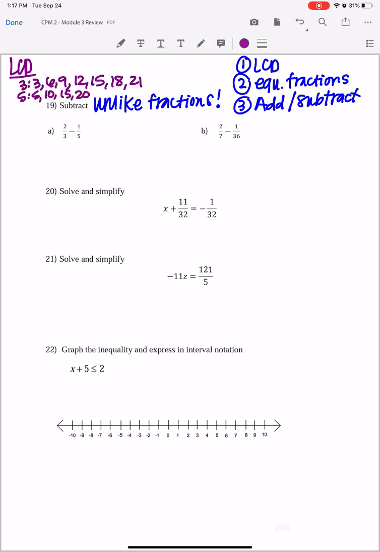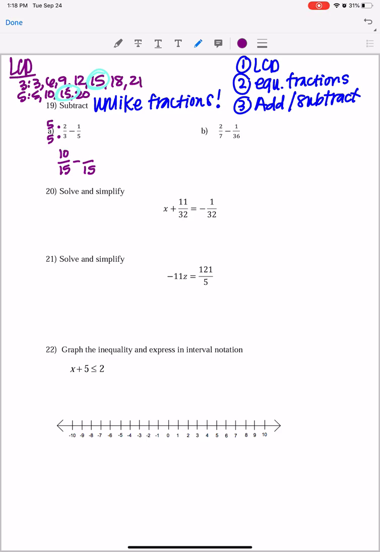So you want to look, what is the smallest number that both of these have in common? And that's going to be your 15. So I need to write both of these fractions over 15. So that's step 1, that's my LCD. So now I'm on to step 2, my equivalent fractions. How do I go from 3 to 15? I multiplied by 5, so I'm going to multiply the top by 5 as well. So 5 times 2 gives me 10.